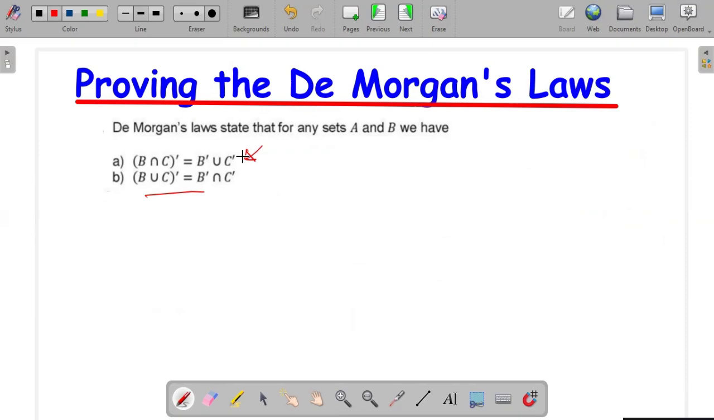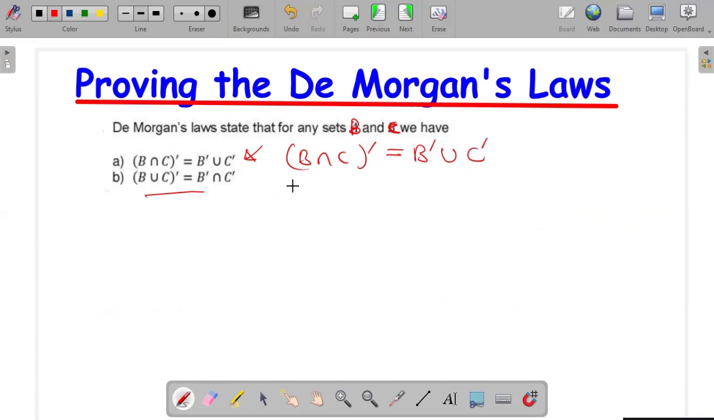So De Morgan's law states the following. If you have two sets, B and C, (this here was supposed to say B and C, not A and B), then the complement of B intersect C, if I distribute this, will be B complement, then the sign will flip to union, then I have C complement.